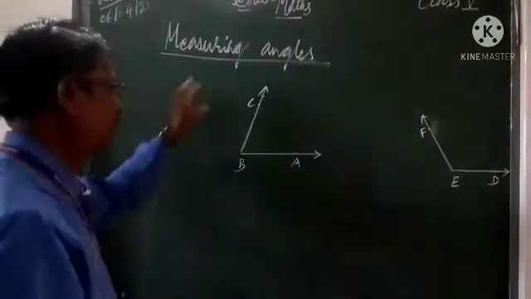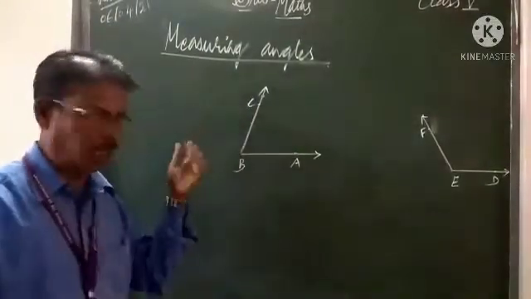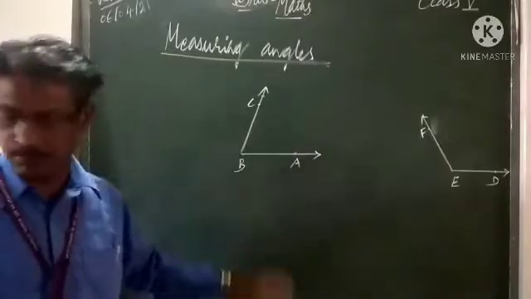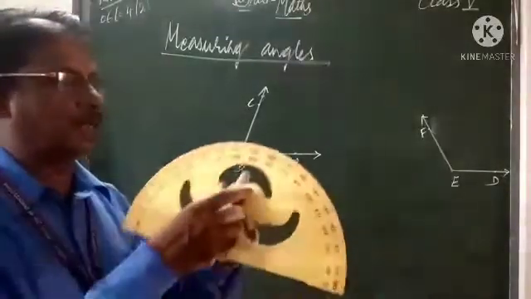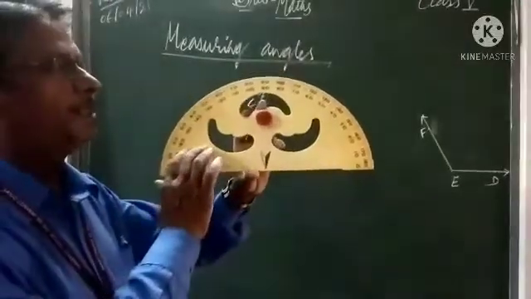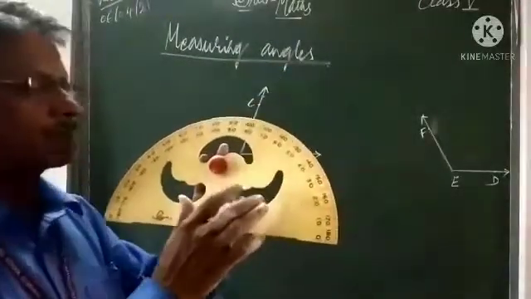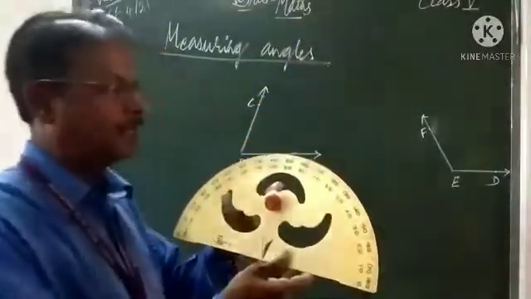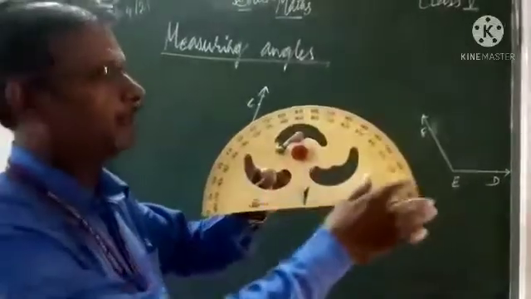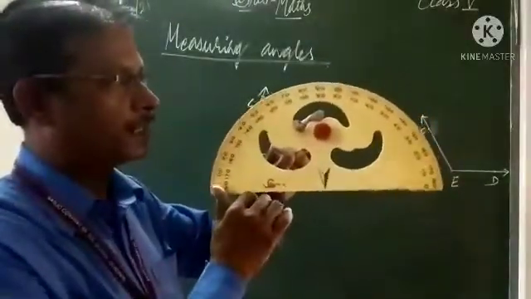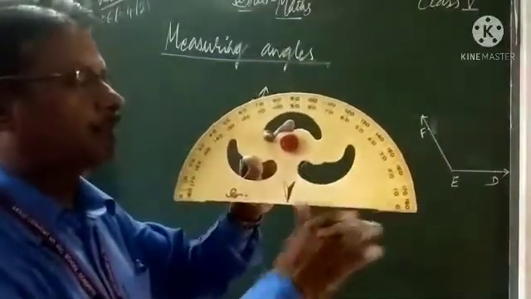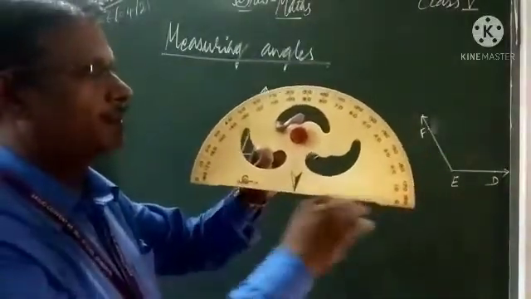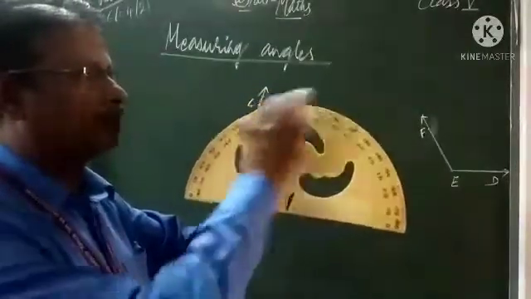Now we have to study measuring angles, meaning how to measure a given angle. If any angle is given, then how to measure it? We can measure any angle by using a geometrical instrument. This is called what? Protractor. With the help of a protractor only we can measure how many degrees the given angle is. Now look, what is the shape of this protractor? It is semicircular in shape. Half semicircle means half circle, like the English alphabet letter D.